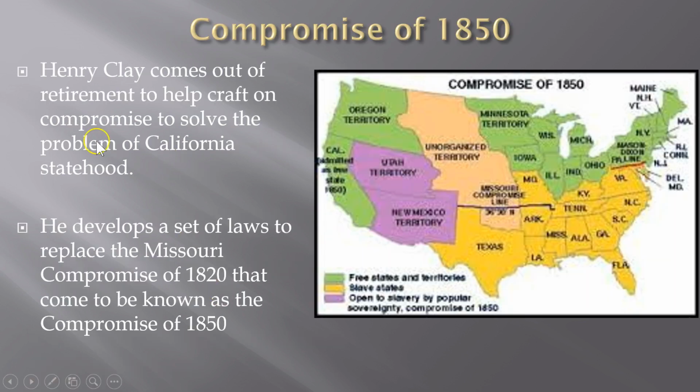So if we back up and we look at this map on the previous slide, the Utah Territory and the New Mexico Territory, this is all the land that's left over that was seized from Mexico. Under the Compromise of 1850, these two territories are going to have votes to determine whether they're going to have slavery or not.